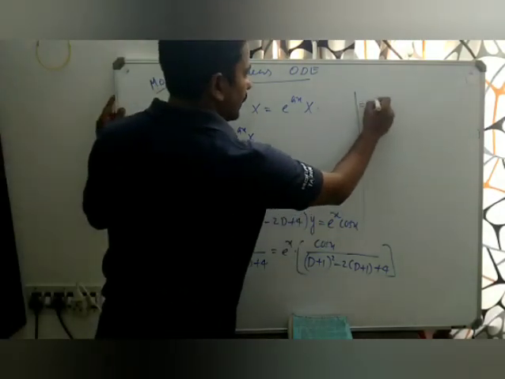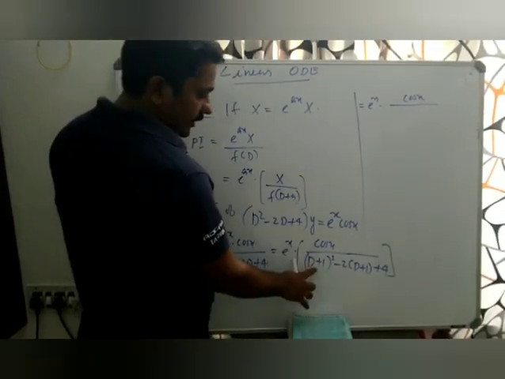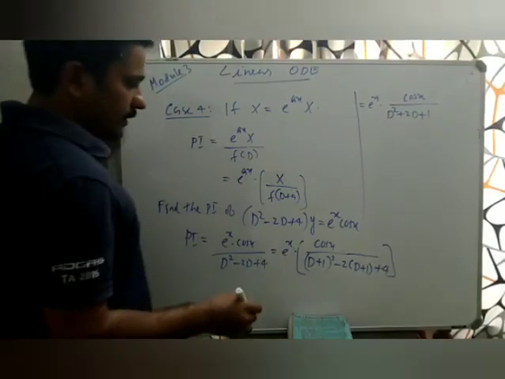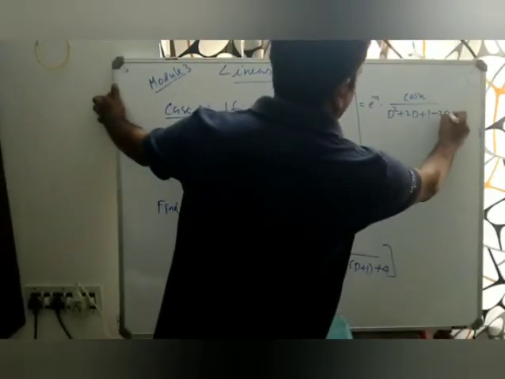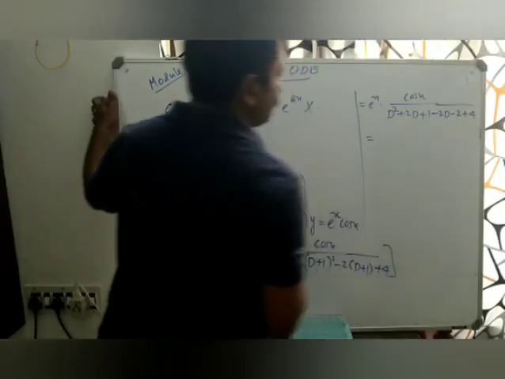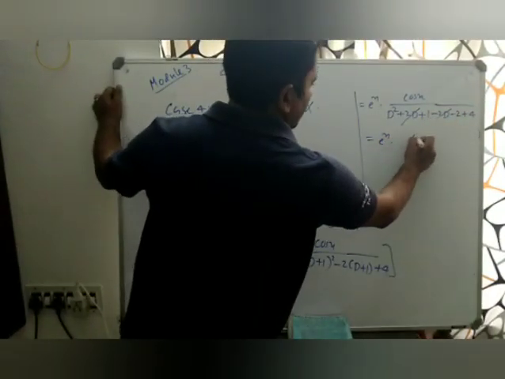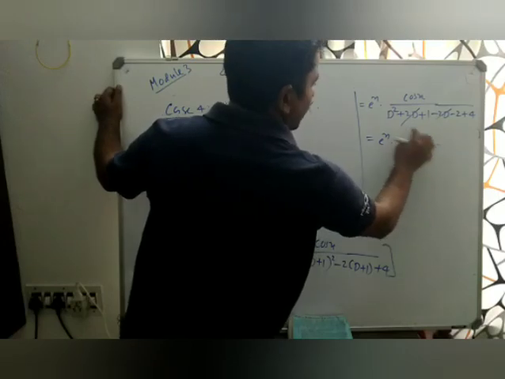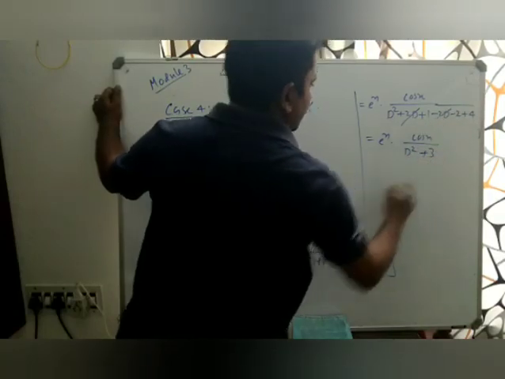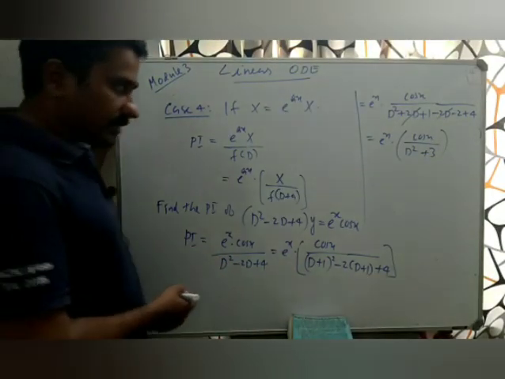So e^x times cos x over, expand this one, (D + 1)² = D² + 2D + 1, minus 2D minus 2 plus 4. The 2D will be cancelled. So cos x over D² + 3, right? D² + 3, this is the simplified form.